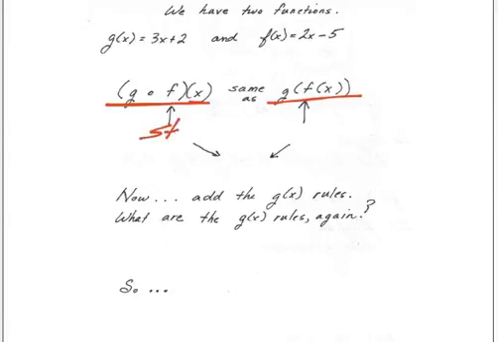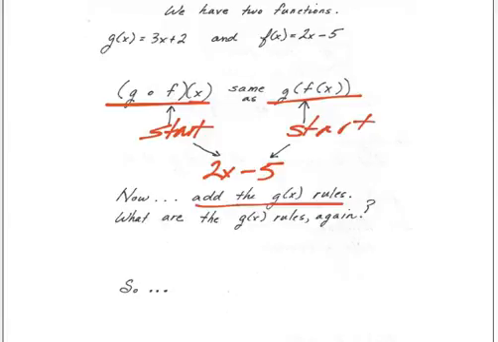So whichever way you've written it, and it doesn't matter, you're going to start in this problem with the f function. And what is the f function in this problem? Well, it's 2x minus 5. That's what we're going to start with. That's the kernel, that's the center. And now we're going to add the g rules to it. In other words, we're going to do what g says to do. Well, what was it g said to do?